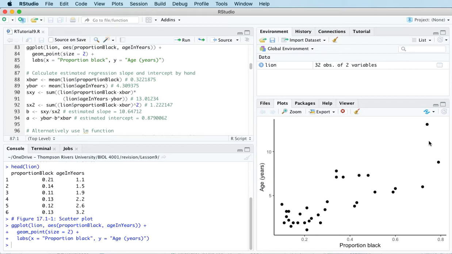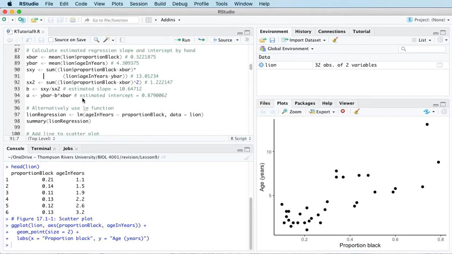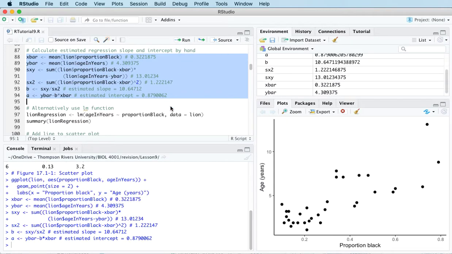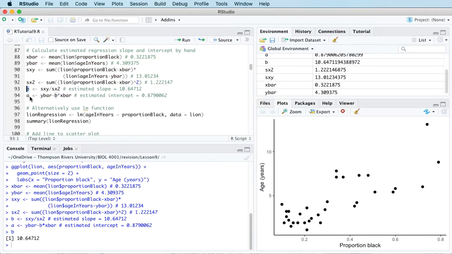So we're not going to do that calculus in this course. We're just going to rely on the results. And the results give us formulas for the slope and the intercept of the simple linear regression line. So we can go through these calculations. I'm not going to dwell on the formulas here, but if I just run this code, we'll get a value for the estimated slope and a value for the estimated intercept.